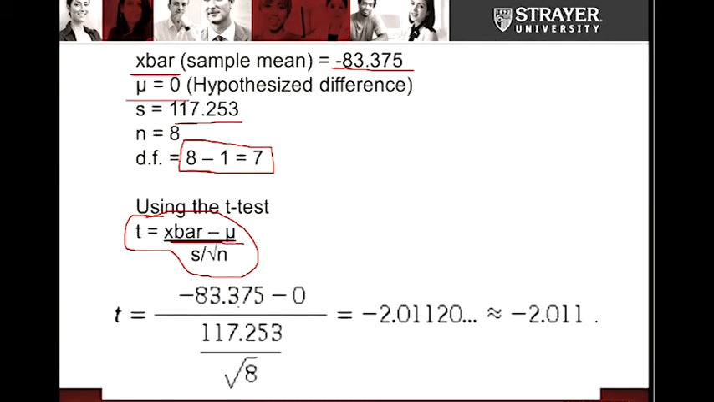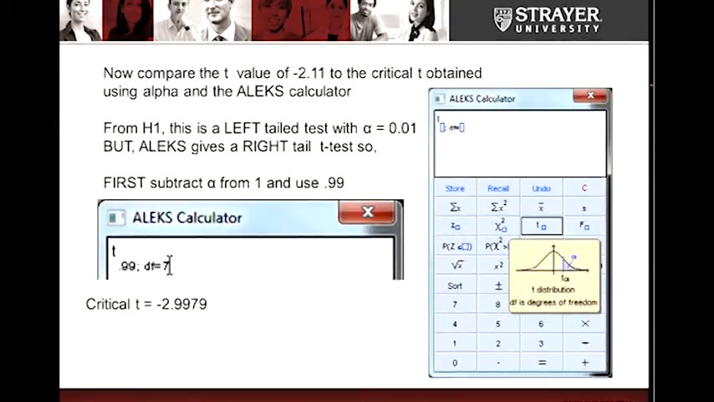So then plugging all this in, negative 83.375 minus the hypothesized difference over the standard deviation over the square root of 8. And when you calculate that all, that's negative 2.01120, which we round to negative 2.011. Well, what do we do with that? Well, we're going to compare it to the critical t using alpha and the ALEKS calculator. So this is a left-tailed test, and alpha was 0.01 from the original problem.